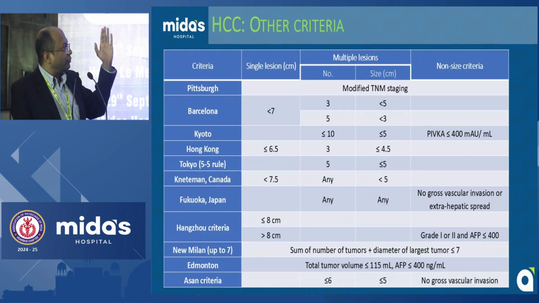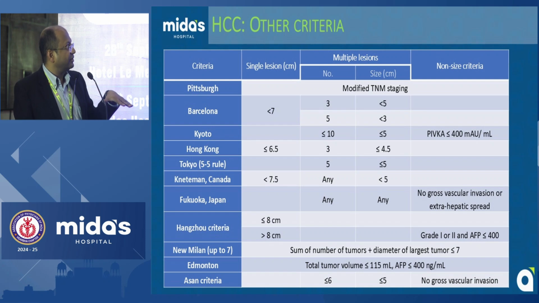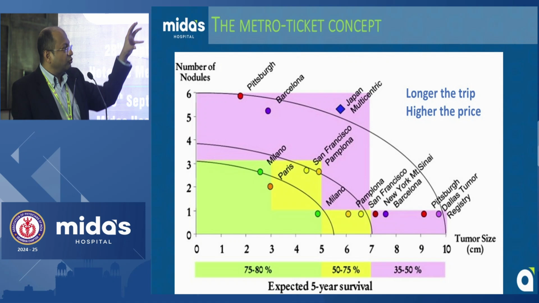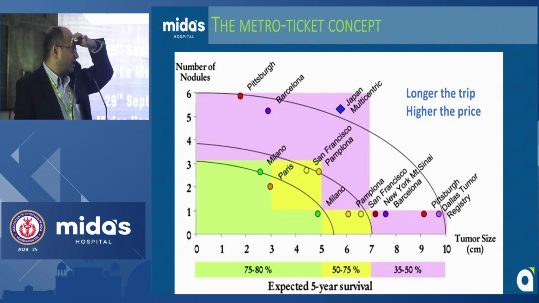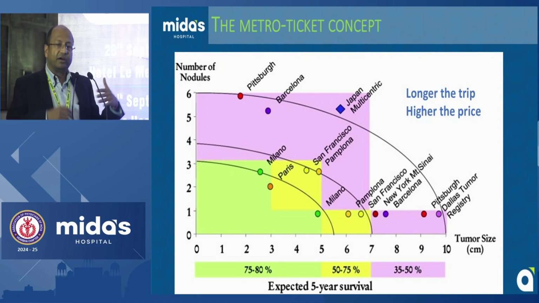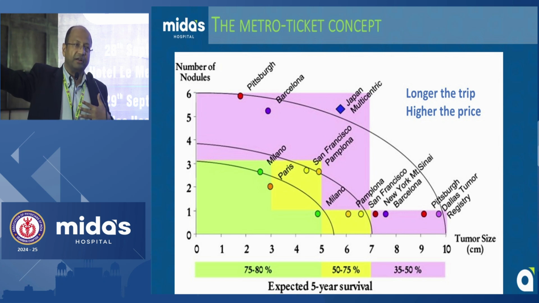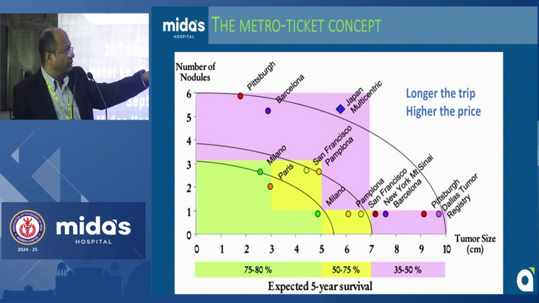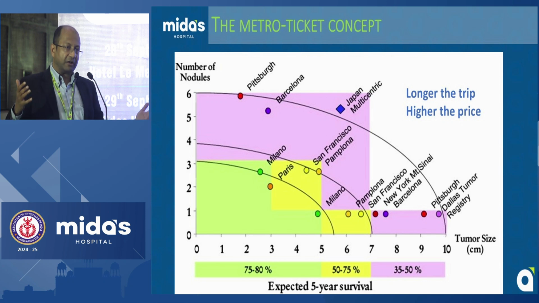And then subsequently there have been several criteria by several centers in several countries, and they've all worked really well. Basically, once you map these criteria on a graph, you realize that depending on how aggressive or how liberal your criteria are, that is the kind of 5-year survival you will get. So with more conservative criteria, you will get better outcomes. The bigger the tumors you offer transplant for, the worse the outcomes.